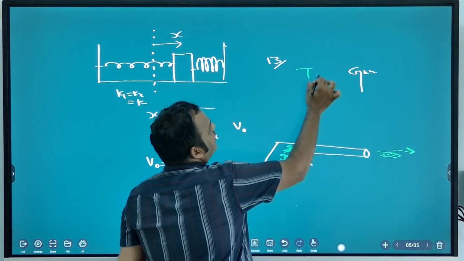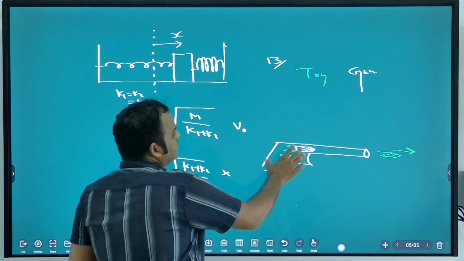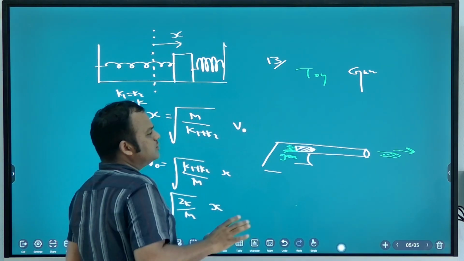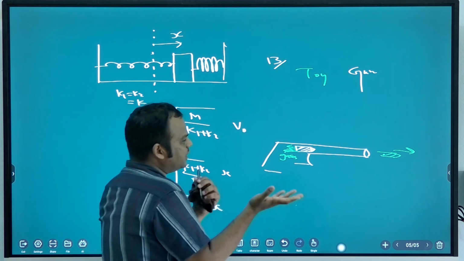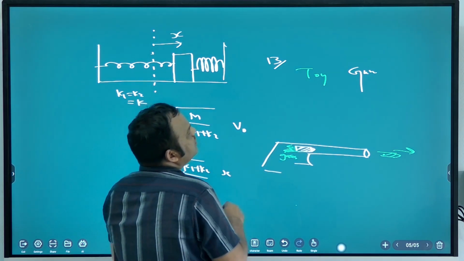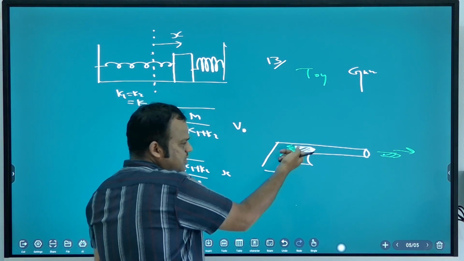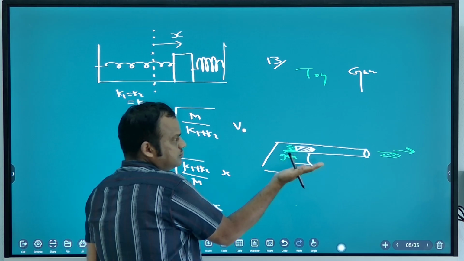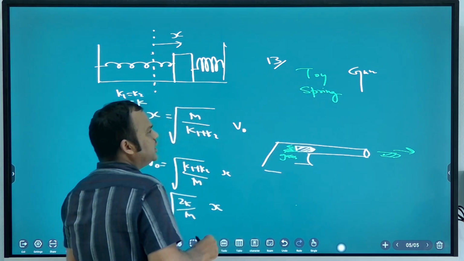Now it is a toy gun. In toy gun, small kids are there. They don't use an actual gun, right? They use a toy gun, but the concept is the same. Physics is the same. Something should be there to hit the bullet. So what is used in a toy gun? Are you using chemicals? Explosions? You are using a spring. Correct? You are using a spring.